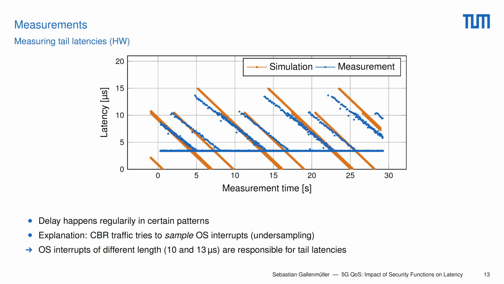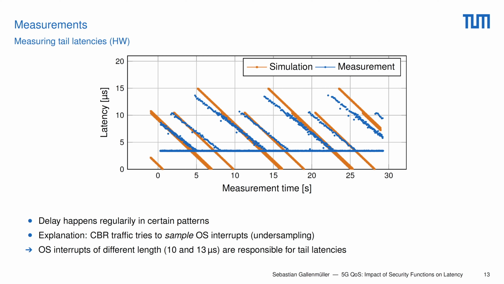The shortest explanation I can give here is that we have a test traffic which actually undersamples the interrupts of the OS. So the root cause of this diagonal pattern is the interrupts of the OS where the packet processing application runs. These OS interrupts have different lengths, so we have actually two different interrupts happening. One has a maximum of around 10 microseconds. This is what you can see in these lower diagonal lines, and we also have these higher diagonal lines. These are the interrupts which have a runtime of roughly 13 microseconds.